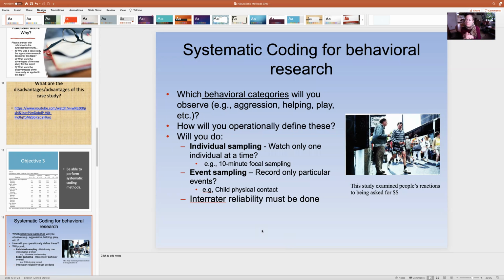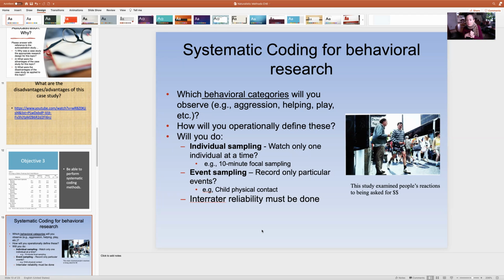Are you going to do individual sampling where you watch only one person at a time? We can sometimes call that a 10-minute focal sample. You just watch this person for 10 minutes, and then you watch the next person for 10 minutes, and then the next person. Or maybe you're doing event sampling where you're only recording particular events. For example, you might record every time a child has physical contact with another child, but you're scanning for that all over.